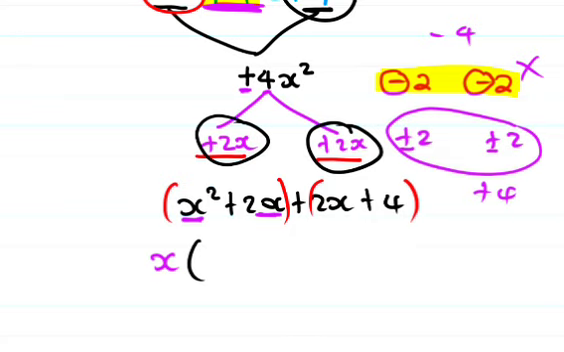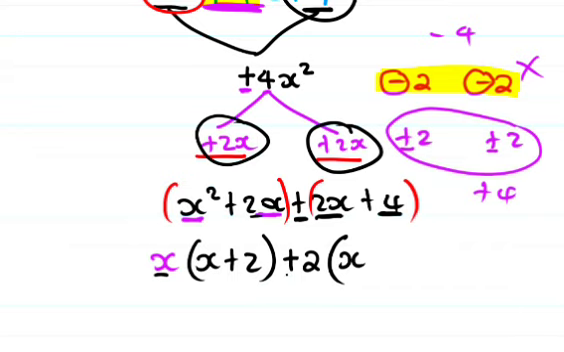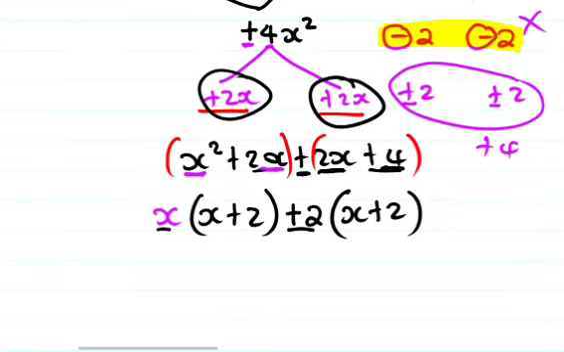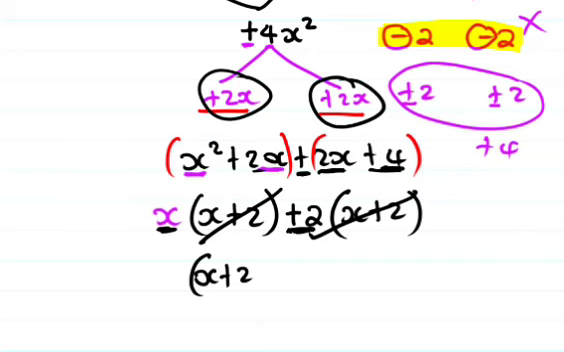Take out x. x squared divided by x gives x, then 2x divided by x gives plus 2. In the second bracket, 2x and 4, we can take out the 2. Then 2x divided by 2 gives x, and positive 4 divided by positive 2 gives positive 2. Then if you cancel, we have x plus 2 in both, and we are left with one bracket, which is x plus 2.